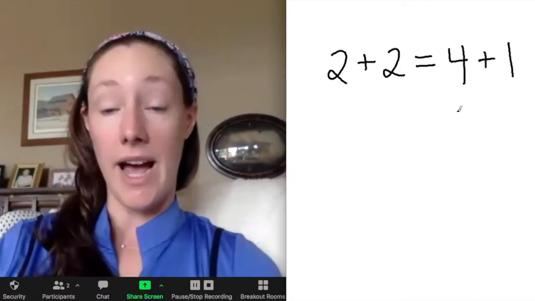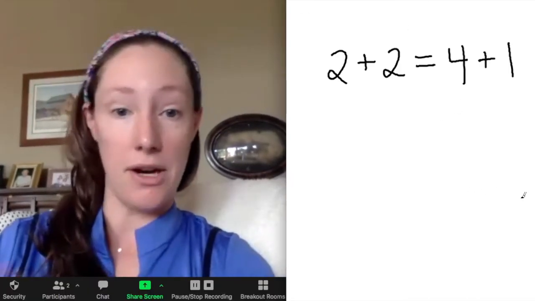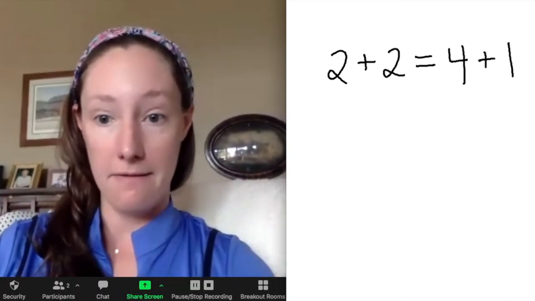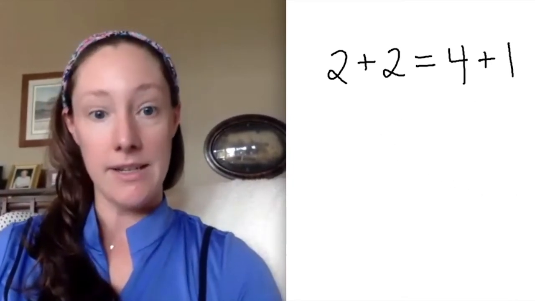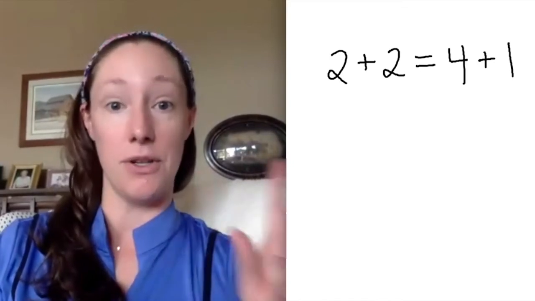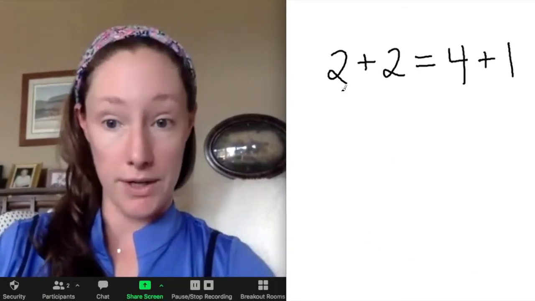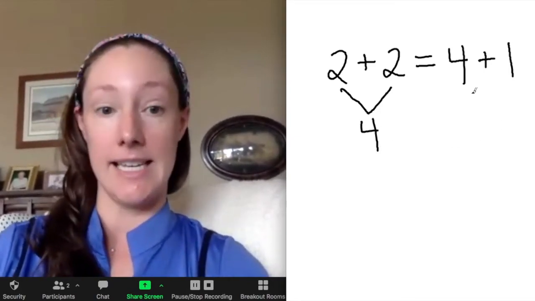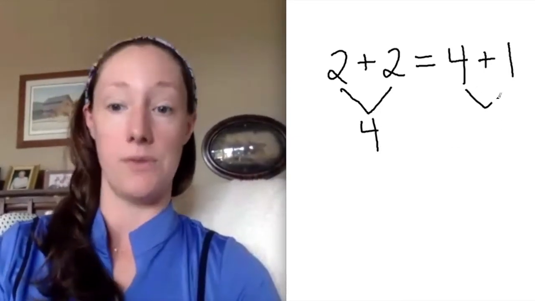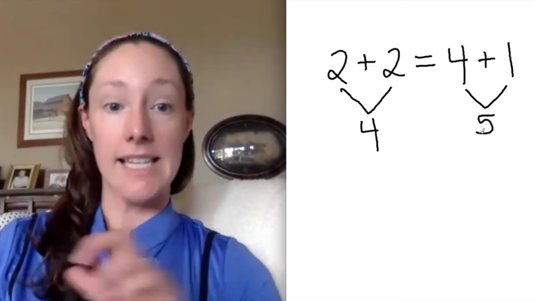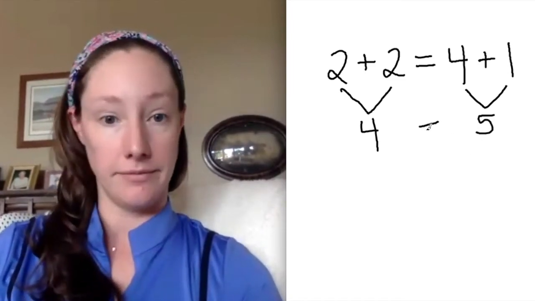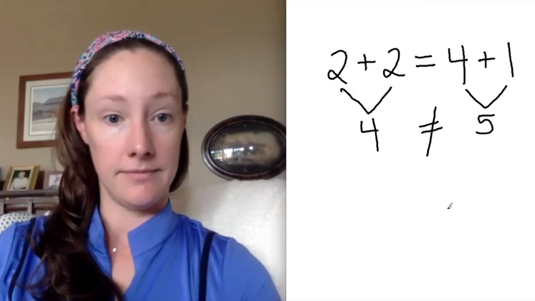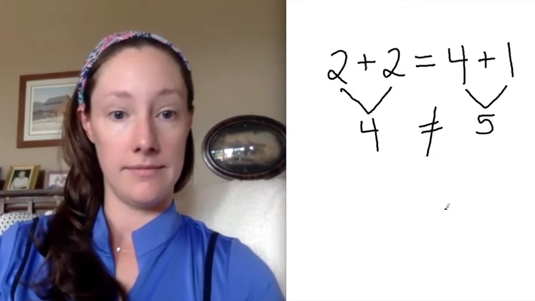Okay, so when I look at this, I see that there's math on both sides. So there's math on the left, and there's math on the right. So first I'm going to do the math on the left, and I know that 2 plus 2 equals 4. Then I'm going to do the math on the right, and I see that 4 plus 1 equals 5. I see that 4 does not equal 5. I'm going to put a line through the equal sign because that means not equal.